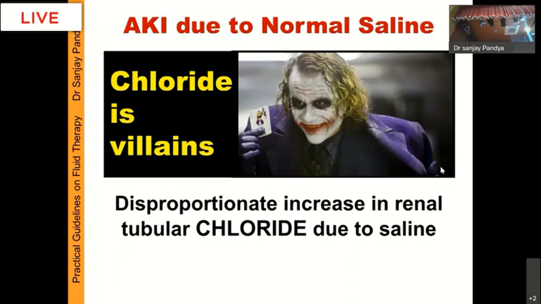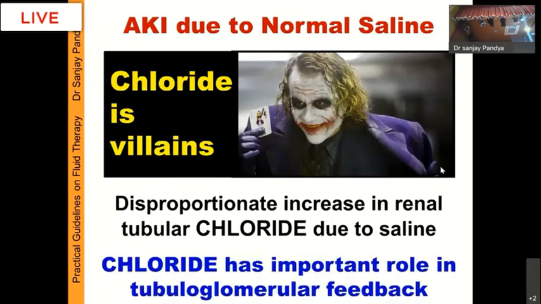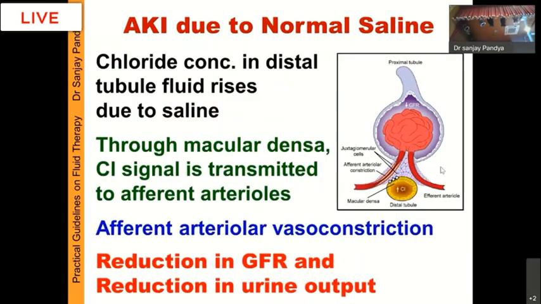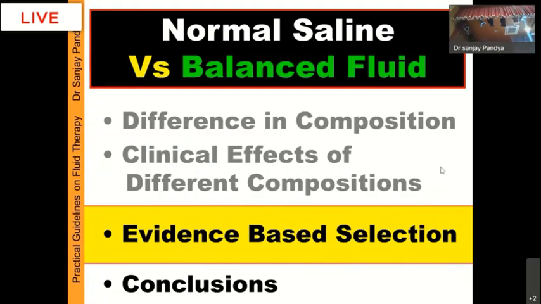Answer is that when the chloride is high, this chloride in tubule will have effect on tubuloglomerular feedback. It will lead to efferent arteriolar vasoconstriction. So the blood supply which is provided to glomerulus will be affected, and with that there will be decreased GFR, decreased urine output, and risk of AKI.